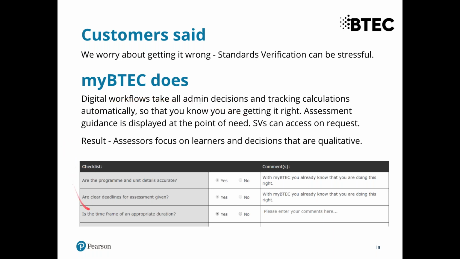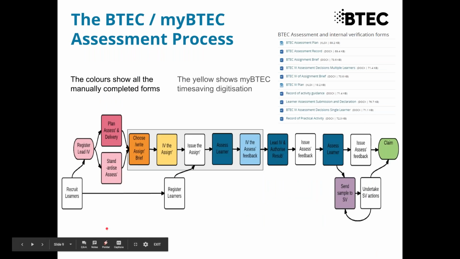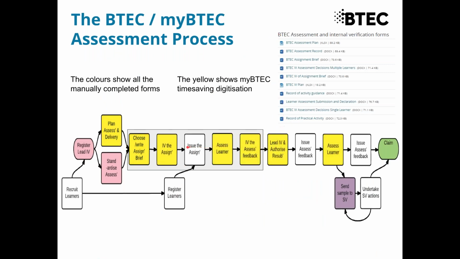So as you can see here, we've just got a screenshot of an internal verification form. Normally we would have to type these things in, but with myBTEC, you already know that you're doing these correctly because it's already made sure that they're automatically correct. It won't let you move on without fulfilling certain criteria. So on the screen at the moment, you can see in the top right corner all of the assessment documents and internal verification documents that are required to run a BTEC, and all of the steps that are required from the recruitment of learners all the way to claiming certification.